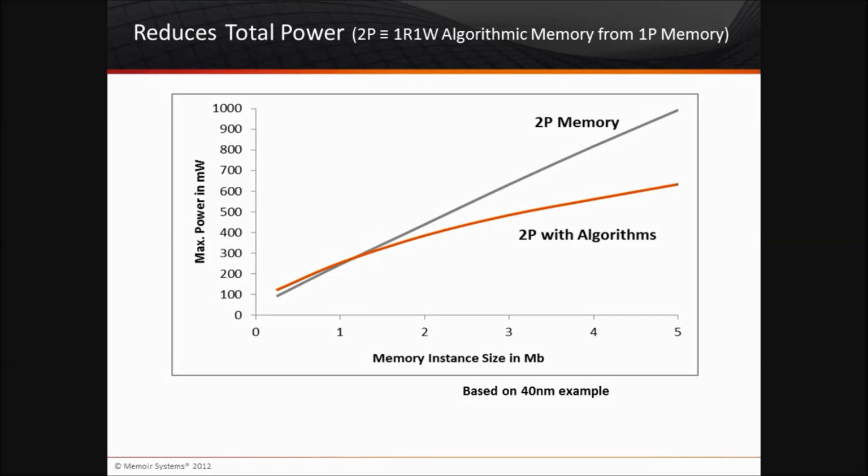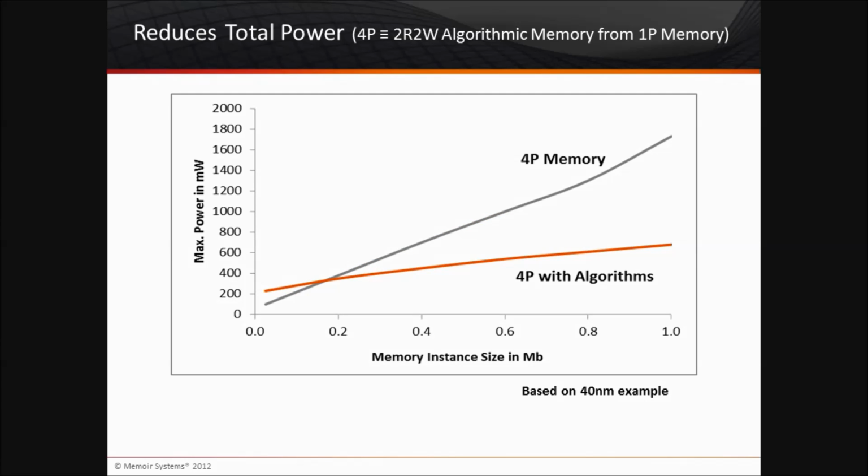And the reason for this is very similar. Once your memory is very large, the static dissipation of the 6-transistor cell is much lower than an 8-transistor cell or a 12-transistor cell. So after a certain cutoff, you will actually be able to save power from an algorithmic memory too. But again, when you're very small, the additional logic that's added could actually make you worse in power. You can do the same for a 4-port memory, and you get a better curve.